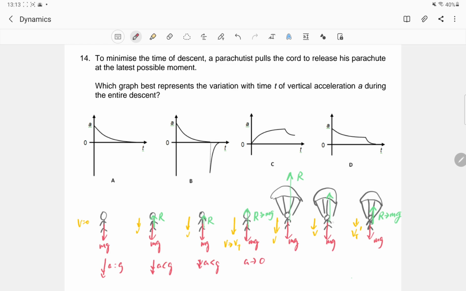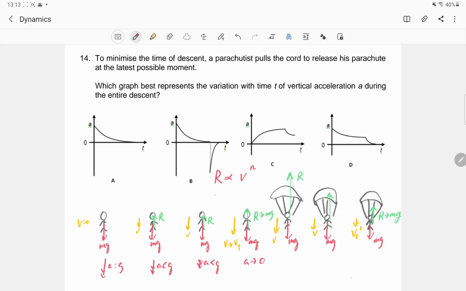Once the chute is pulled, the speed at that moment is still about the same, because the chute is deployed almost instantaneously. So just before and just after opening, speed is about the same. But what is different is that now the umbrella is deployed, the surface area increases. So air resistance is proportional to v to the power of some n, which is unknown.